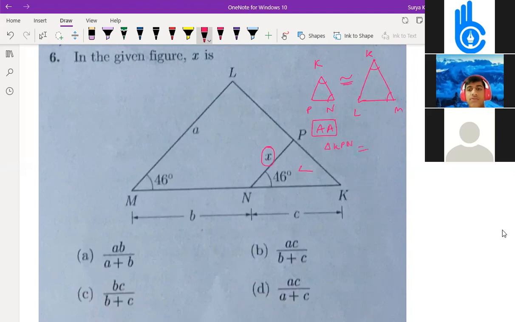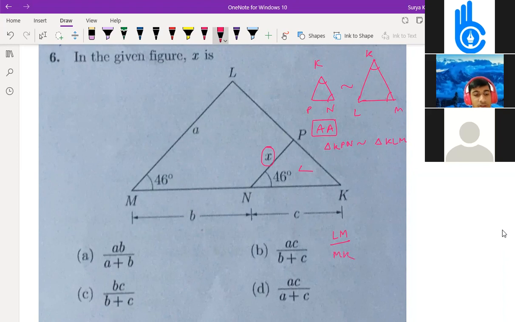Triangle KPN is similar to triangle KLM. Similar means not congruent; you should write it like this. So we can write X is equal to... Tell how AC is coming here. Sir, we can do it by the ratio, LM by MK equals PN by NK.